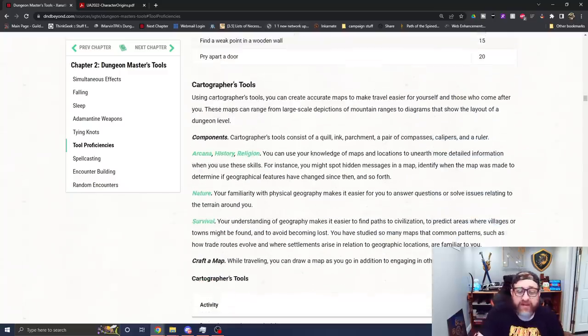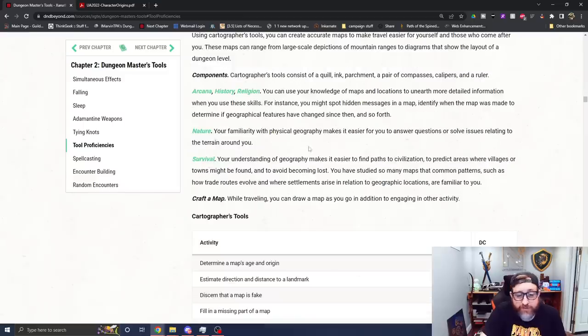Cartographer's tools. Arcana, history, and religion. You can use your knowledge of maps and locations to unearth more detailed information when you use these skills. For instance, you might spot hidden messages in a map, identify when the map was made, or determine if geographical features have changed since then, and so forth. Nature. Your familiarity with physical geography makes it easier for you to answer questions or solve issues relating to the terrain around you. Survival. Your understanding of geography makes it easier to find paths to civilization, to predict areas where villages or towns might be found, and to avoid becoming lost. You have studied so many maps that common patterns, such as how trade routes evolve and where settlements arise, are familiar to you.